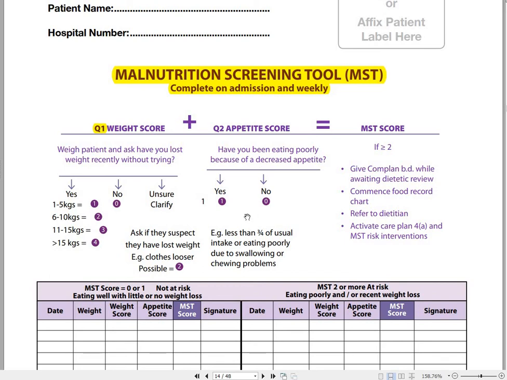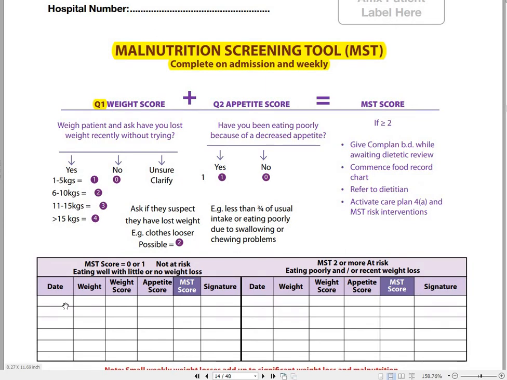So a decreased appetite, for example, is less than 3/4 of usual intake, or eating poorly due to swallowing or chewing problems. So you document your scores in the table here. You put in the date of the assessment here, the patient's weight, the answer to question 1, their weight score, the answer to question 2, their appetite score. So you add these up and this gives you your MST score. So you put your score in there and you put your signature here.